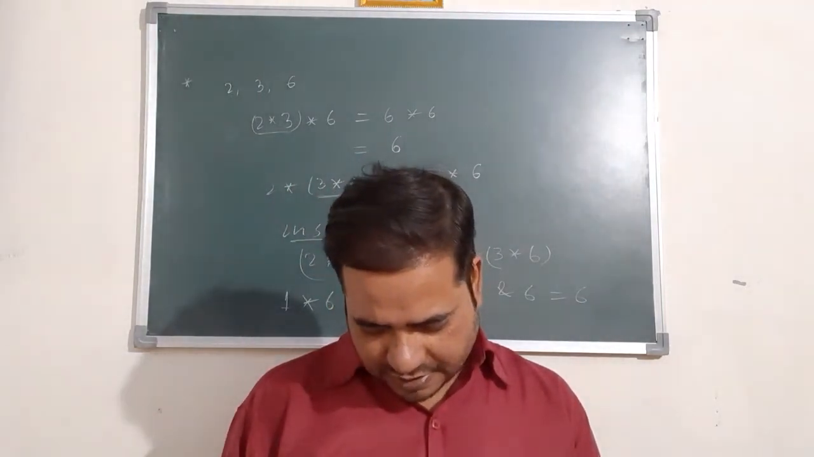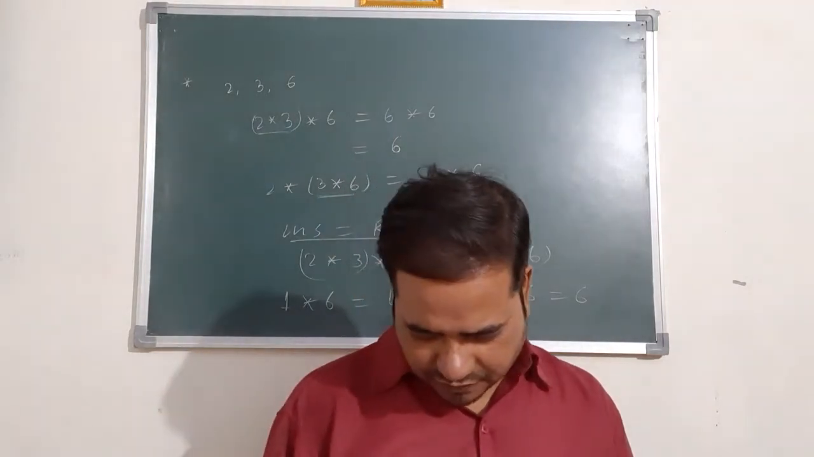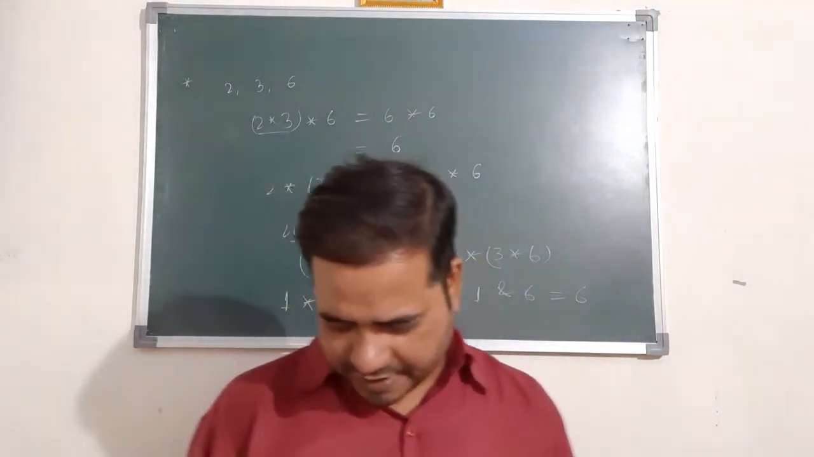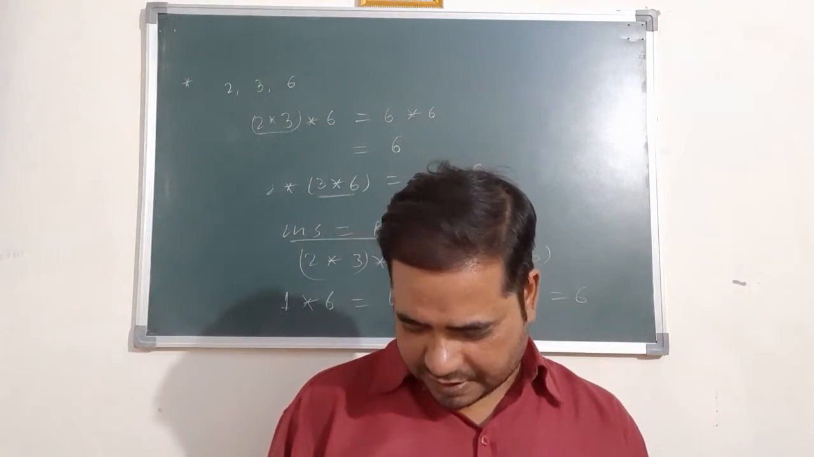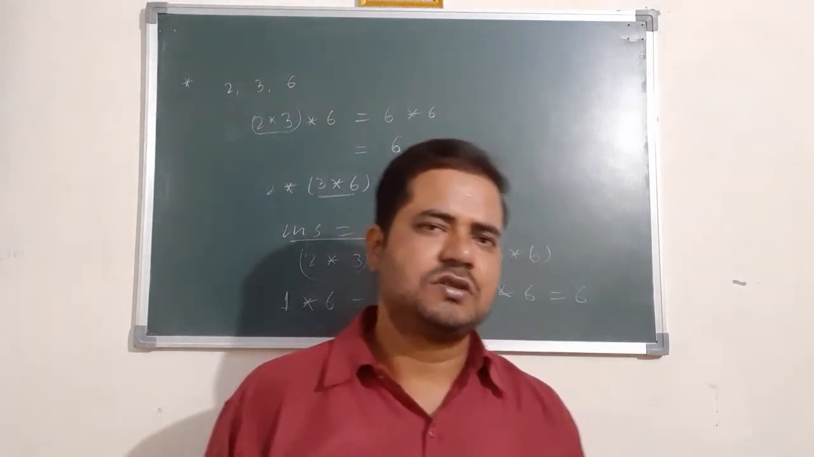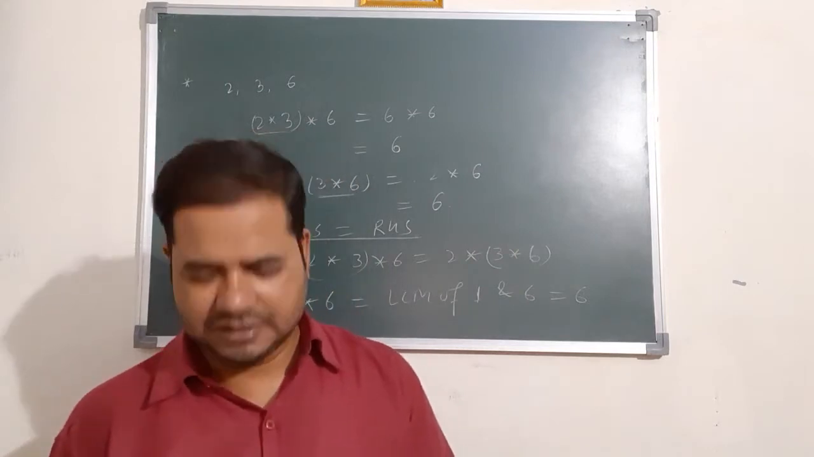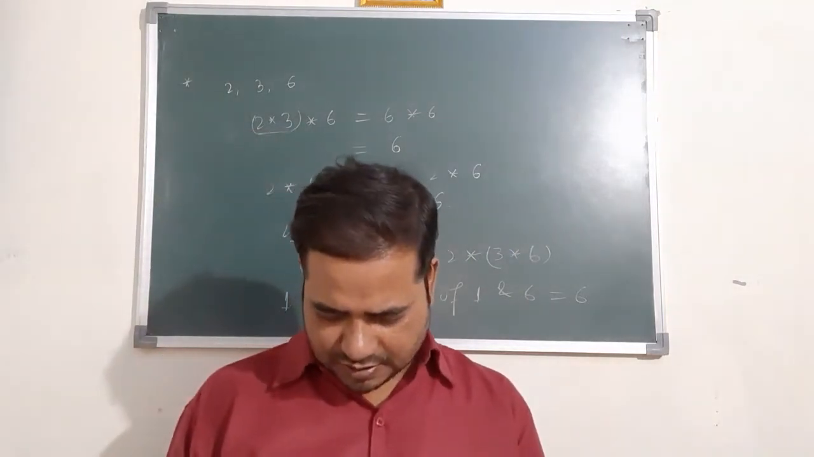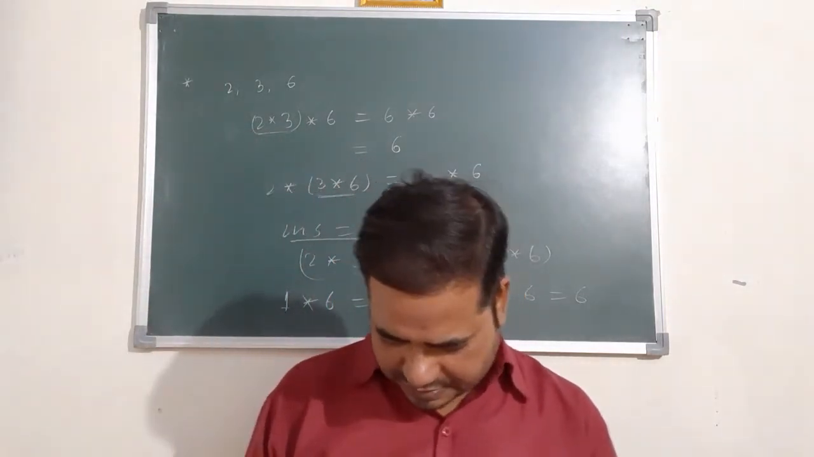Similarly, question 7: star is defined on the set {1, 2, 3, 4, 5}, A star B is the LCM of A and B. Is it a binary operation? Justify your answer. So you can do question 7 yourself because it is easy, the same type of question we discussed above.